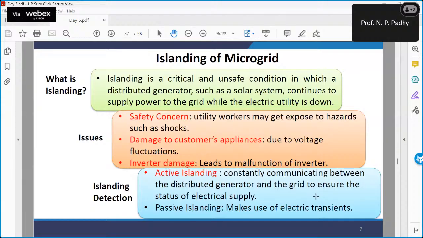Islanding can cause damage to customers' appliances due to voltage fluctuation. Inverter damage leads to malfunctioning of inverters. Active islanding detection methods are constantly communicating between the distributed generators and the grid to ensure the status of electric supply. Passive islanding may.